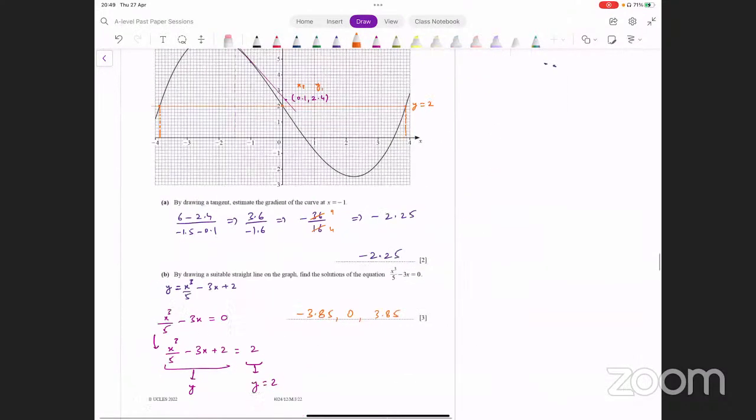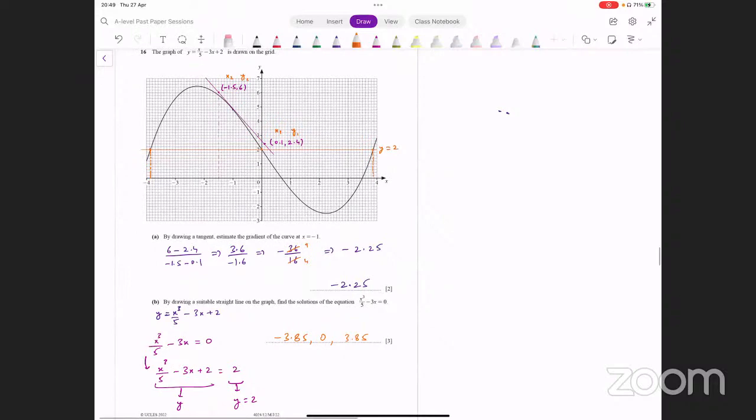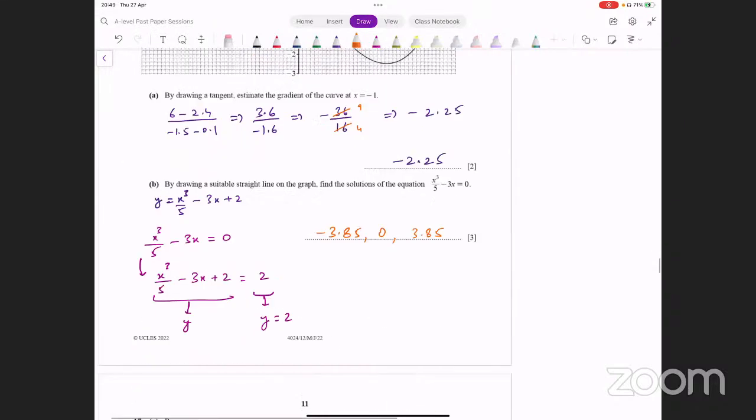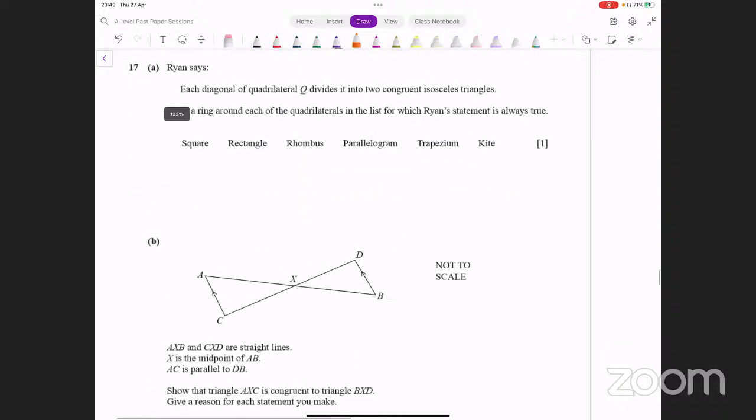That is what we were looking for. Okay, this was question number 16 from this paper. Let's move on. Let's do 17 now.